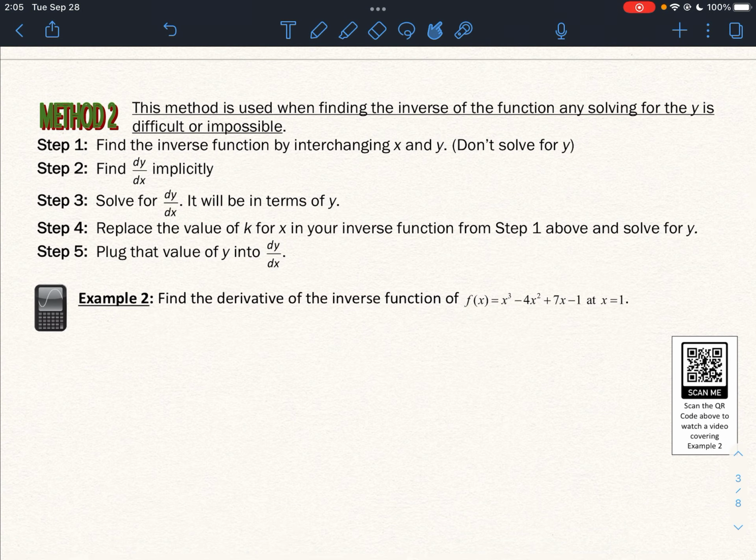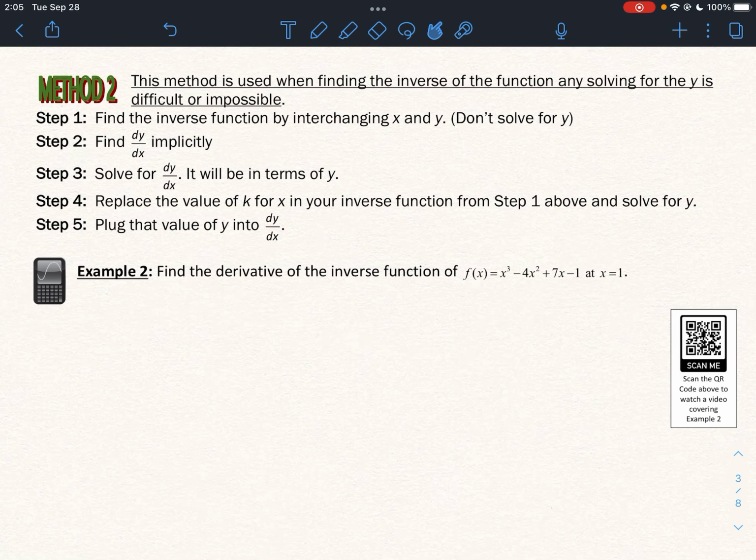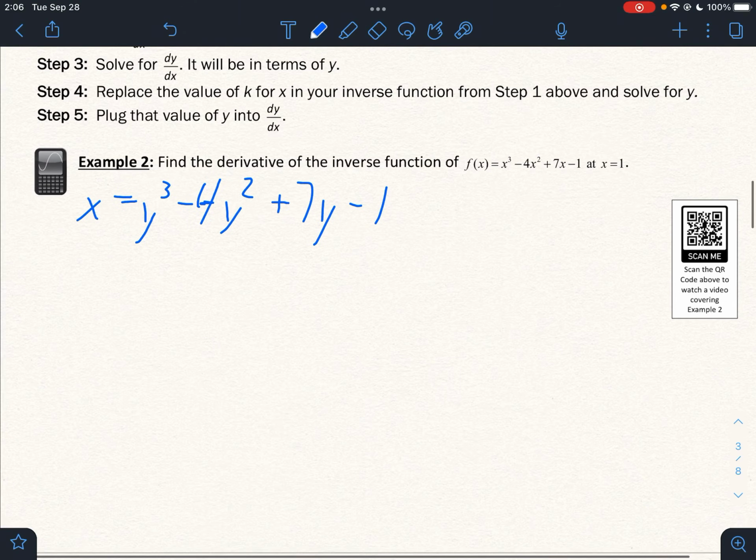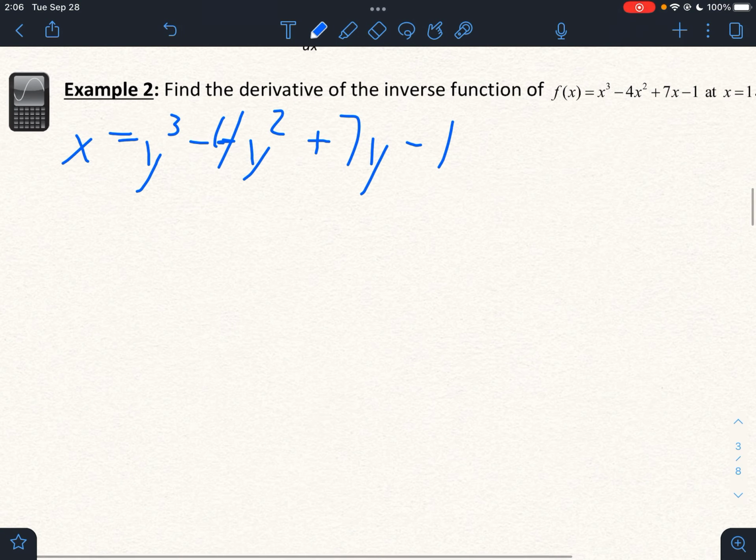So let's take a look at example 2, or method 2 here. This method is used when finding the inverse of the function, or solving for y, is either really difficult or strictly impossible. The first thing we're going to do is interchange x and y, just like we did in the last part. So x equals, and now we're going to differentiate this implicitly. So dx is 1.